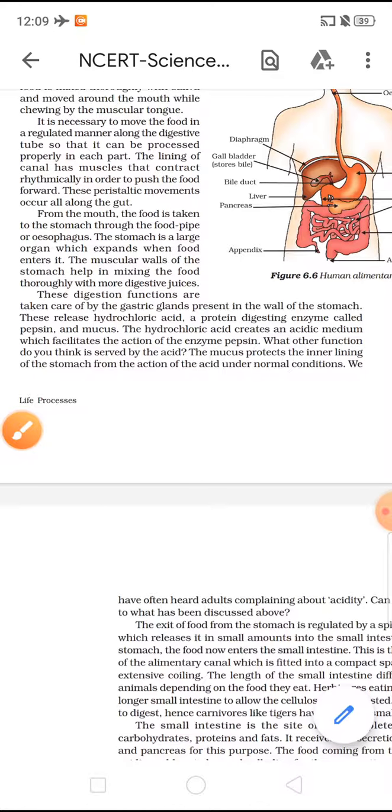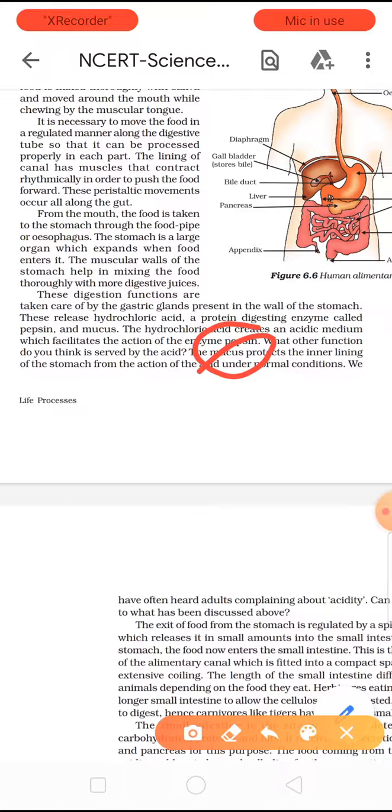Okay, let's move further. We'll see. The mucus protects the inner lining of the stomach from the action of the acid under normal condition. Now we know that this is acid which is secreted in the stomach, so its wall has to be protected. And how is it protected? It is protected by mucus.